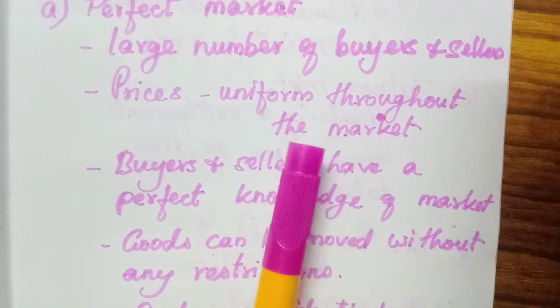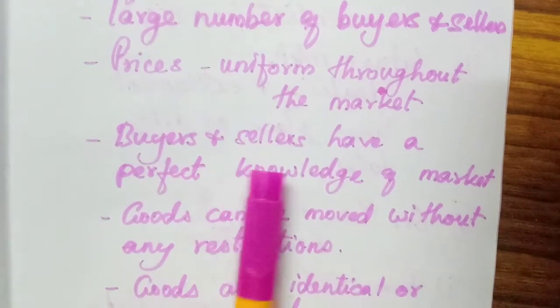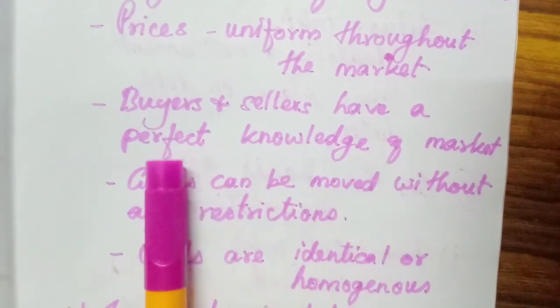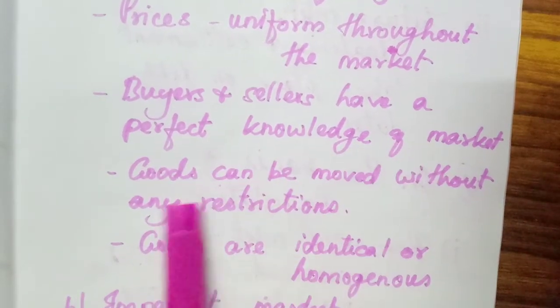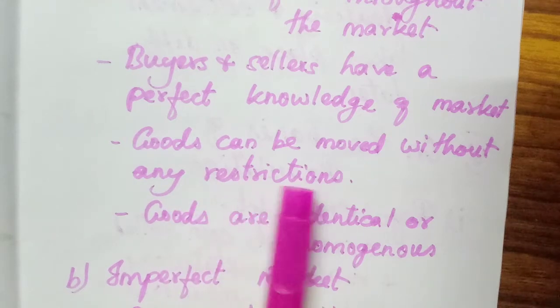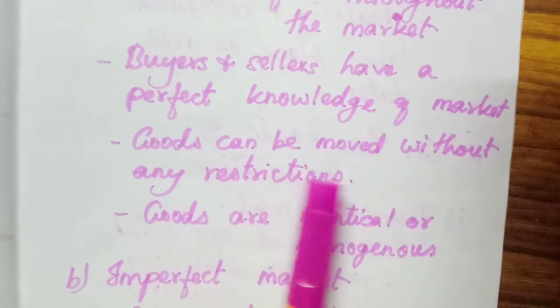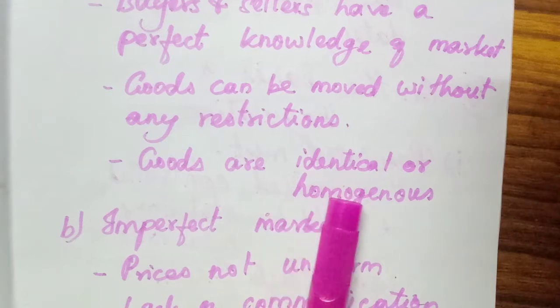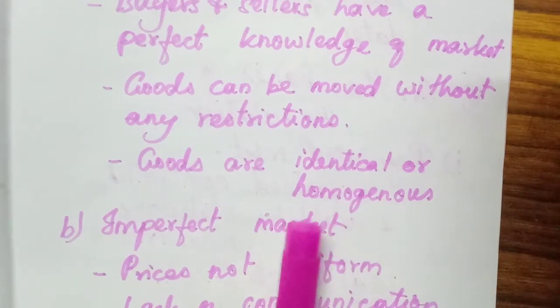For different products. Then buyers and sellers may not have perfect knowledge about the market. Then goods cannot be moved without any restriction. There may be some restrictions. Then goods may not be identical, or we can say heterogeneous.